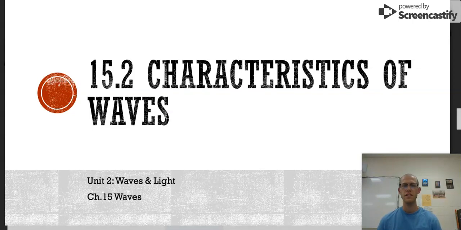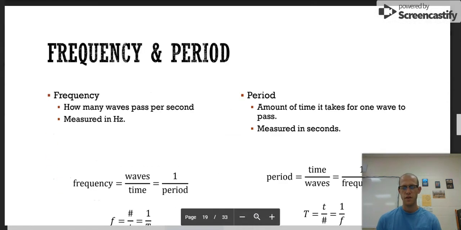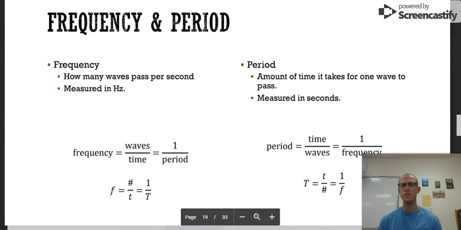Hi, everyone. It's Mr. Neighbor, and we're going to talk about 15.2 today, which is characteristics of waves. The first two characteristics we're going to talk about are frequency and period. Frequency is referring to how many times a wave passes and repeats itself per second. It's measured in a label we call Hertz, Hz.